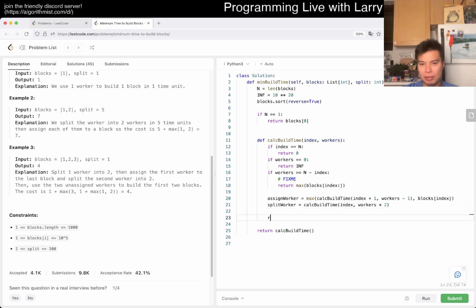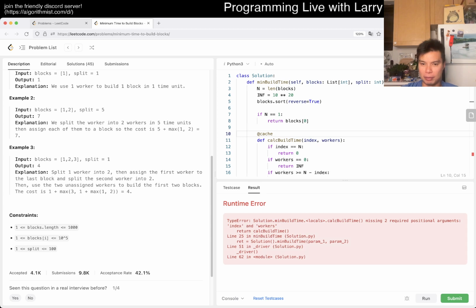Yeah, and then now we return the min of assigned worker or split workers, because if we split, we should do them at the same time anyway. All right. I know that I usually do the whole thing about caching, but I'm just going to use cache for now, because I'm still trying to understand the harder part of the problem.